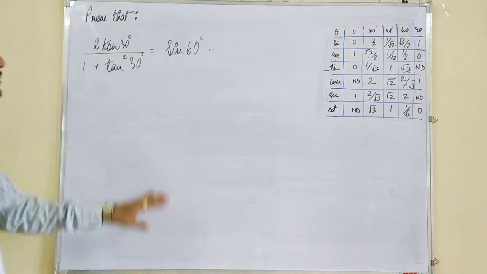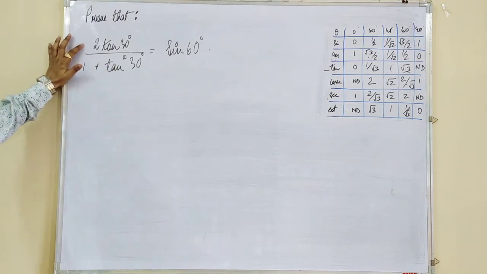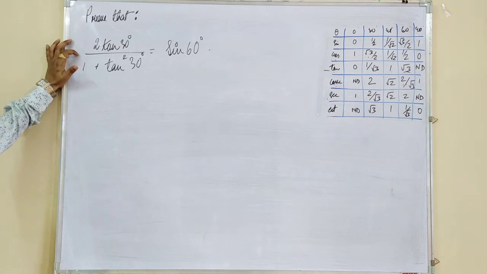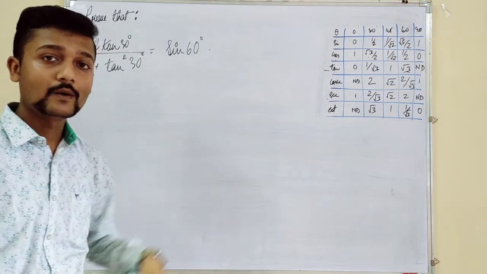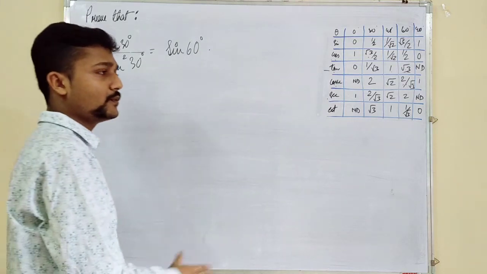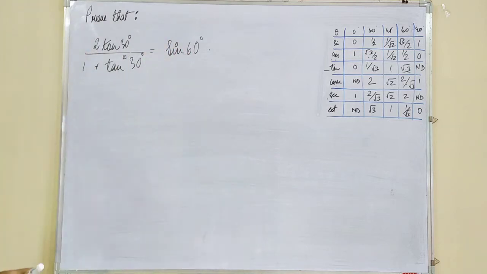Okay, so what is there in this particular part? Let us see. 2 tan 30 degree by 1 plus tan square 30 degree is equal to sin 60 degree. We need to find out that this particular part is equal to sin 60 degree. We will apply the same concept that we were using in solving the previous questions. Let us see how to do that.